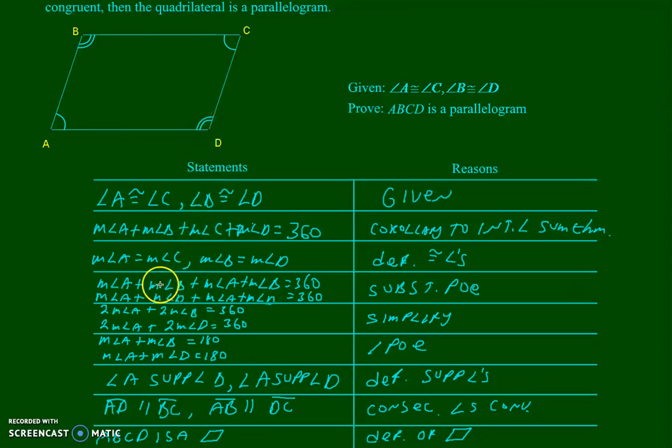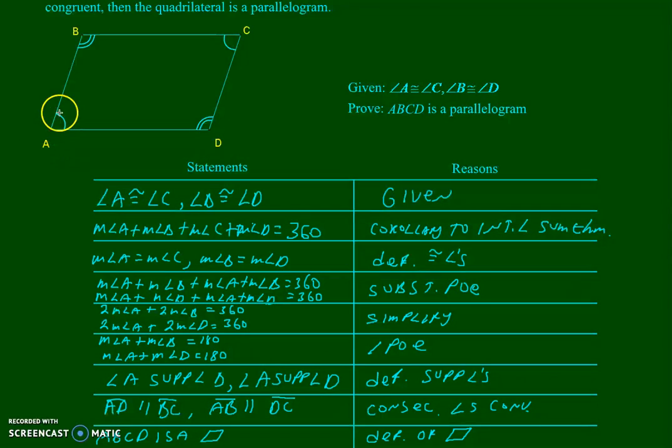So I'm going to use the substitution property of equality to go from A plus B plus C plus D equals 360 to A plus B plus A plus B equals 360, because the measure of angle A is equal to the measure of angle C. Anywhere there's an angle C, we can substitute it with an angle A. So here we copied down the angle A, and the C changed to an angle A because of this statement. Likewise, because B is equal to D, wherever we have a D, we're going to replace that with B. So here we have angle A plus B plus angle A plus B.